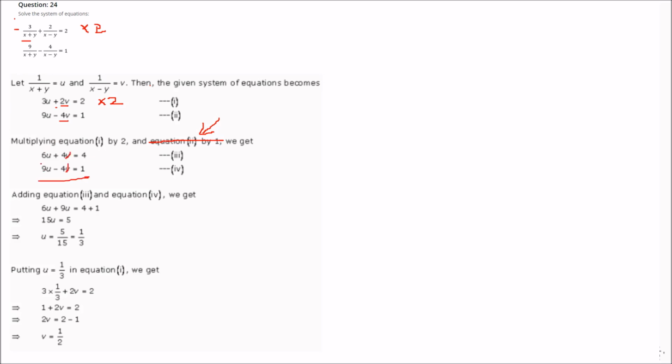Now you add them, this gets cancelled. You get 9 plus 6 as 15u. You get 4 plus 1 as 5. So u becomes 5 by 15, that is 1 by 3. Now put u in any of these equations. Say in this equation we put.